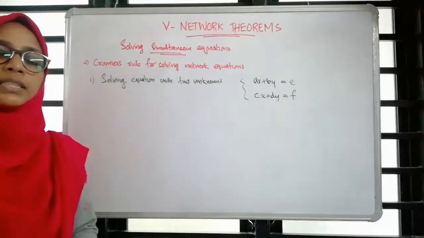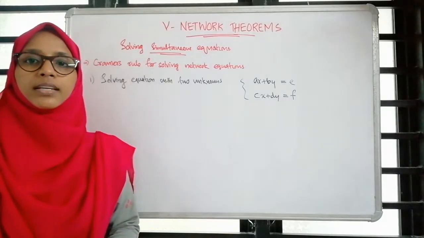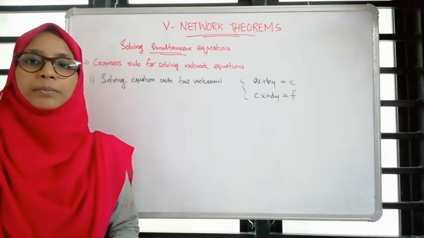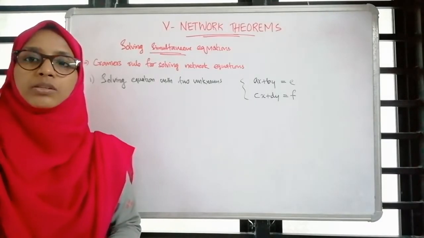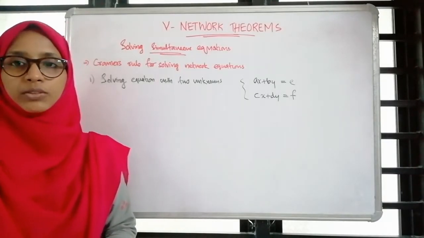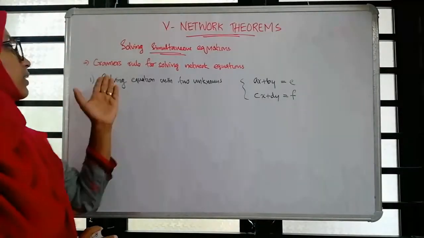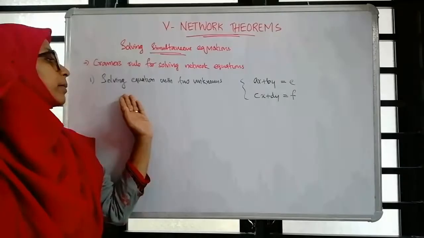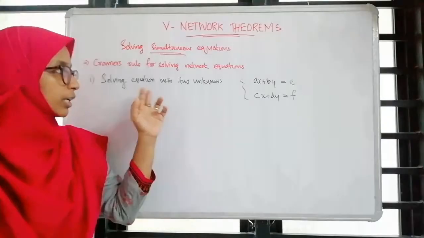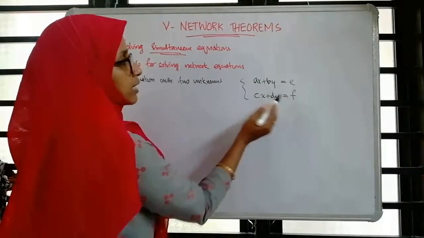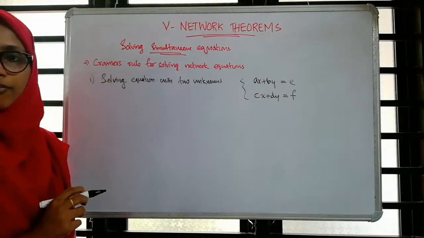Now, the first method we use to solve the network problem is the simultaneous equations method. In that method, by using Cramer's rule, we can easily find the solution for the network. First, we apply Cramer's rule to solve network problems. We first deal with equations having two unknowns, that is, Ax plus By is equal to E, Cx plus Dy is equal to F.